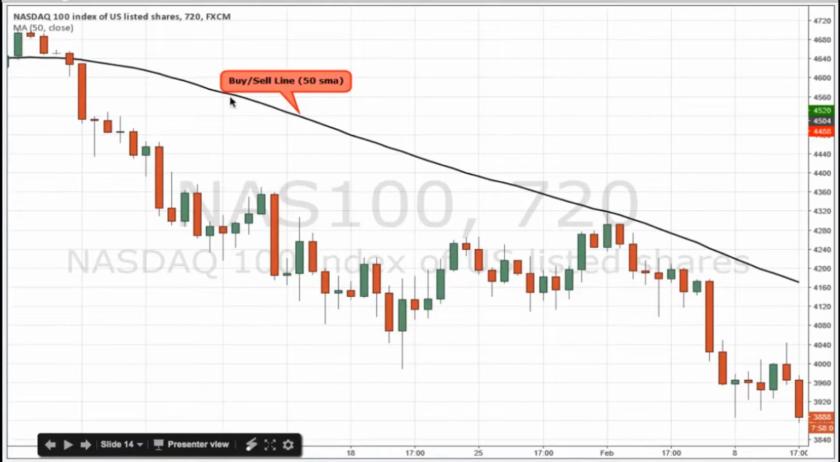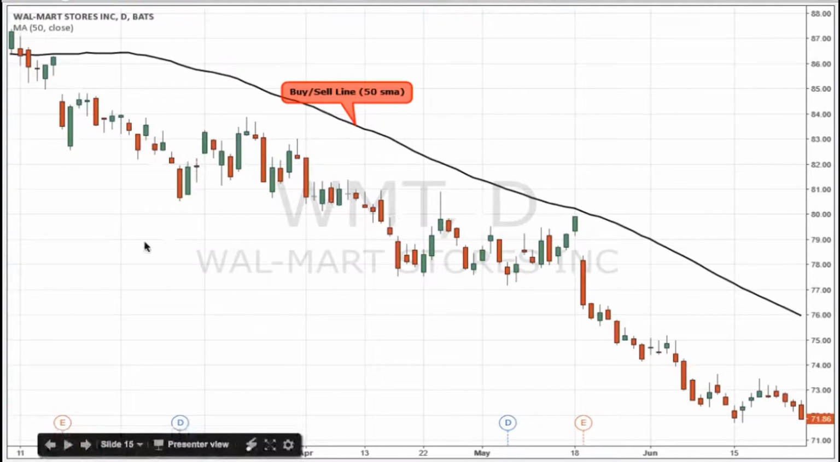So here's the buy sell line, and price is below the buy sell line. So we're only looking for sell opportunities. This is a daily chart of Walmart. You know, that big famous company Walmart. Here's the buy sell line, and price is below the buy sell line. So we're only looking for sell opportunities.